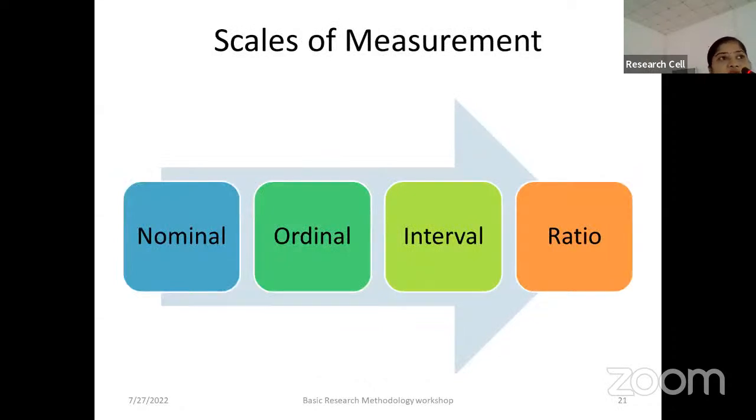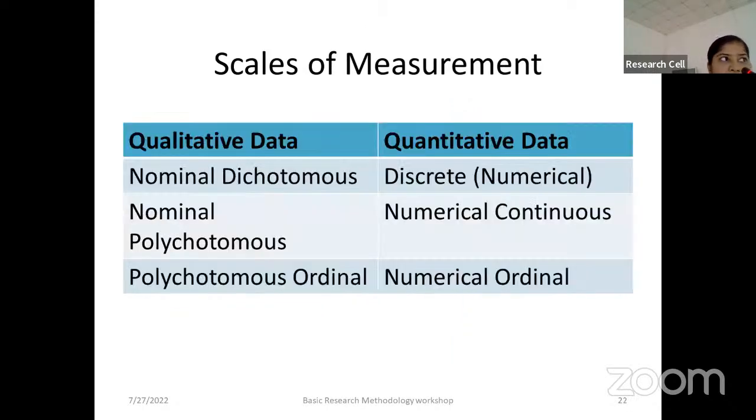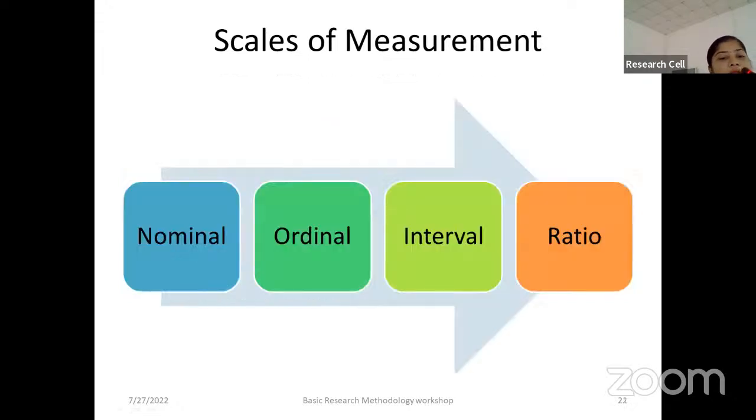Coming to the scales of measurement, the more popular classification of scales of measurement is nominal, ordinal, interval, and ratio scales. These are the four scales. Apart from this, scales can also be classified depending on the type of data, qualitative and quantitative. Qualitative data can be measured on scales like nominal dichotomous, nominal polychotomous, and polychotomous ordinal, whereas quantitative data can be discrete or numerical, numerical continuous, and numerical ordinal. But more popularly, it is nominal, ordinal, interval, and ratio.